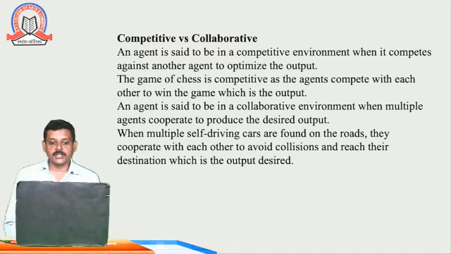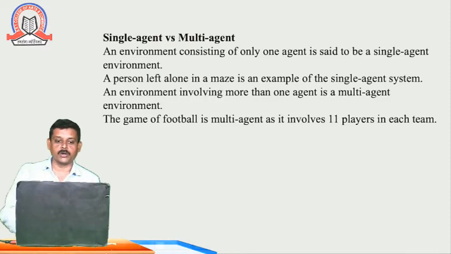And an agent is said to be in a collaborative environment when multiple agents cooperate to produce the desired output. For example, when multiple self-driving cars are on the roads, they cooperate with each other to avoid collision and reach their destination, which is their desired output. So that will be an example for competitive versus collaborative environment.